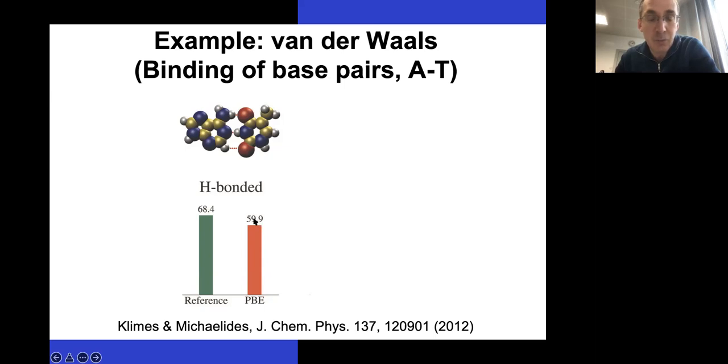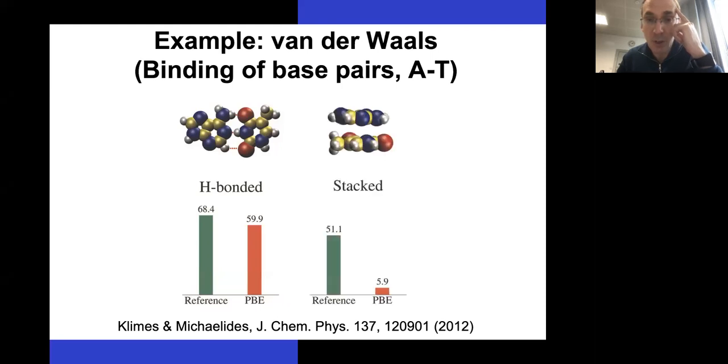So you do pretty well. It's 60 versus 68 kilojoules per mole. That's in this hydrogen bonded configuration. If you go to another alternative configuration by which these base pairs can bond, this stacked configuration, then the reference value is 50 kilojoules per mole. But now the PBE value is only 6 kilojoules per mole. So you go from getting an accuracy of 90% to actually only recovering about 10% of the binding.